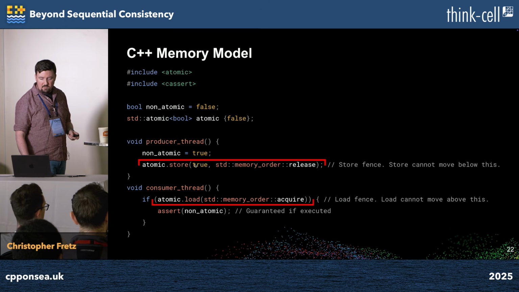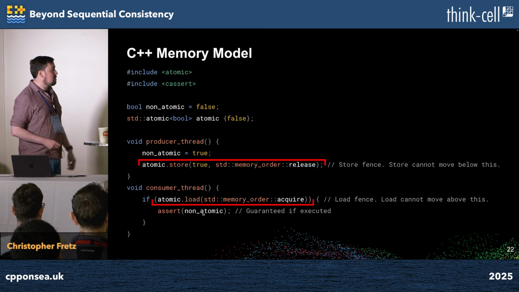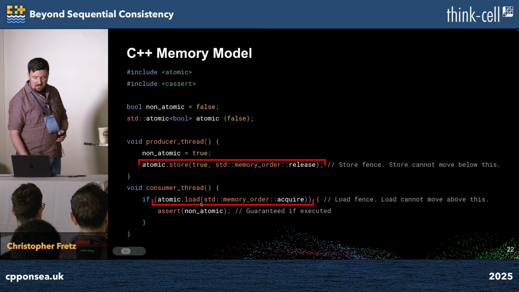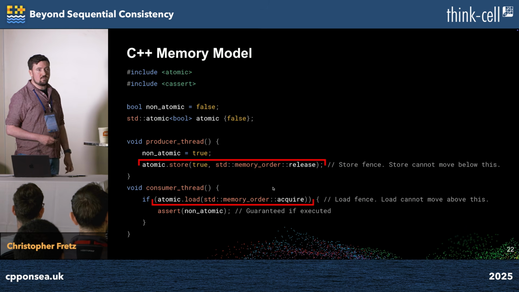This right here is a store fence, so this store into the non-atomic cannot be reordered below this at any point in the toolchain. Same with this load down here with acquire: the load for the non-atomic cannot be reordered across this load barrier at any level in the toolchain. So the guarantee is that if this branch is taken in consumer thread, the assertion is guaranteed to pass.